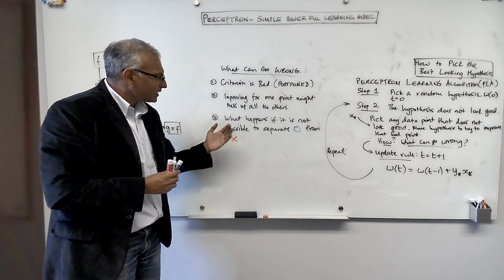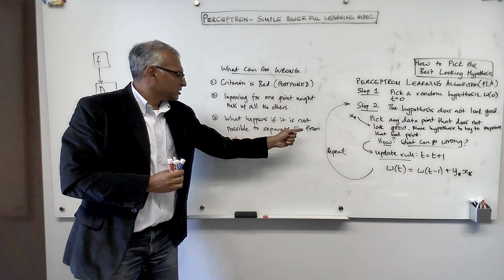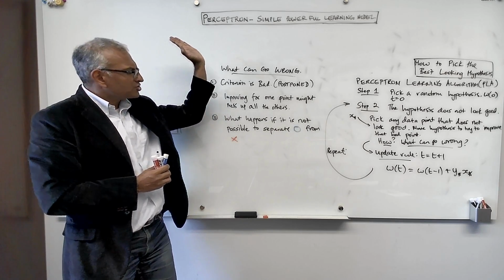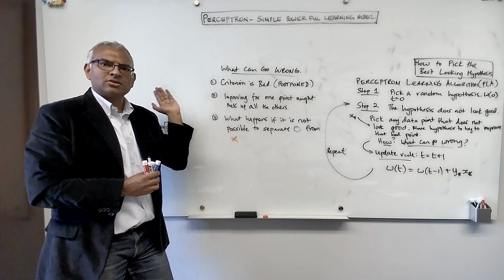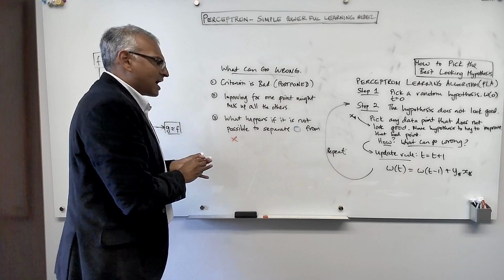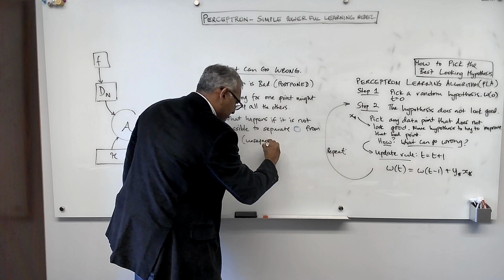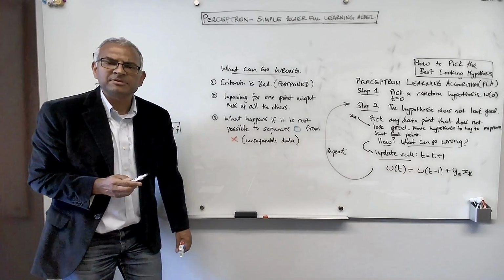So we're saying, what happens if it's not possible to separate the blue zeros from the red x's? There's no way to construct a hyperplane such that on one side you have all the blue zeros and on the other side you have all the red x's. Such data is called unseparable data. So what happens in this situation?